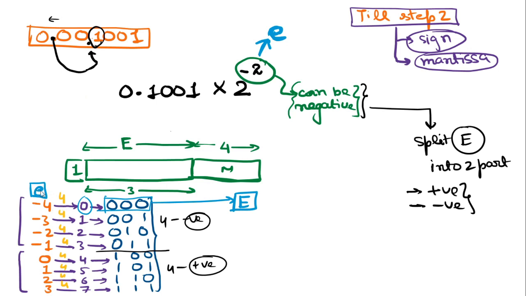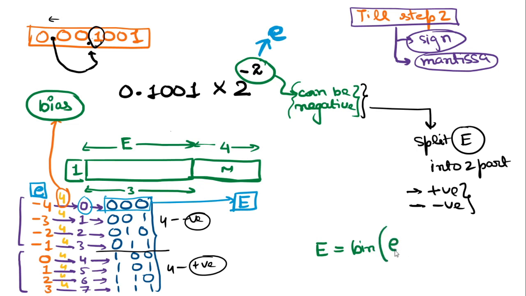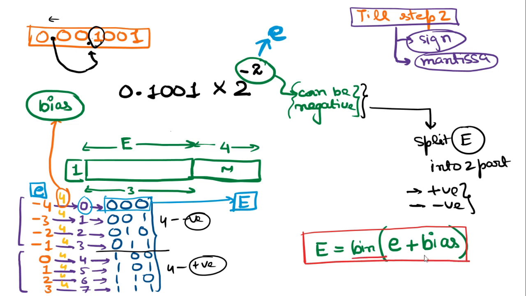So if we want to represent any exponent in this section, we will add one constant value, and this constant value is known as bias. So what is the formula? Whenever we want to represent the exponent in this part, this is the binary representation of small e plus bias, right? I hope I'm making sense here. This is the formula. Bin is the binary representation of this part.